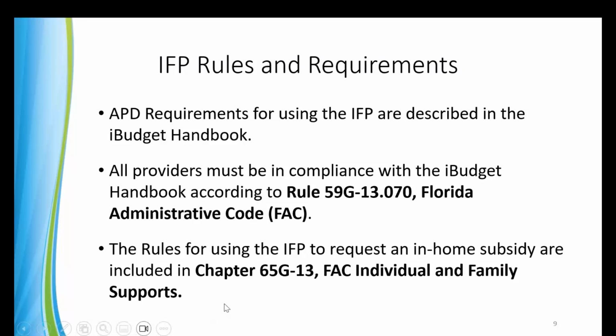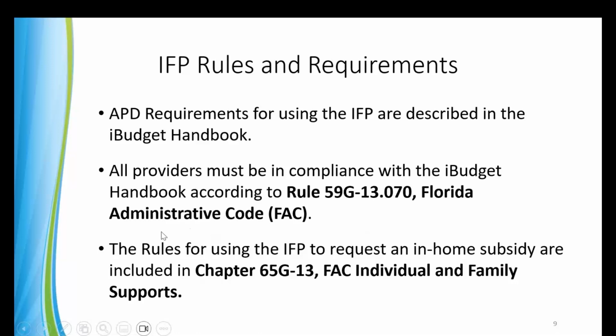So the rules and the requirements, they're in the APD budget handbook. So we're going to talk a little bit about the APD rules and requirements, and then we're going to talk about Rule 59G. Rule 59G helps us to know that everything that's in the APD iBudget handbook is required. It is a rule. So anything that's written in the handbook is something that providers should be in compliance with. So I just want to say the iBudget handbook is part of the rules.